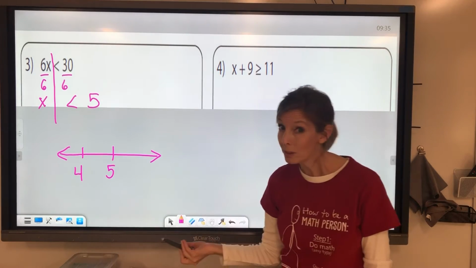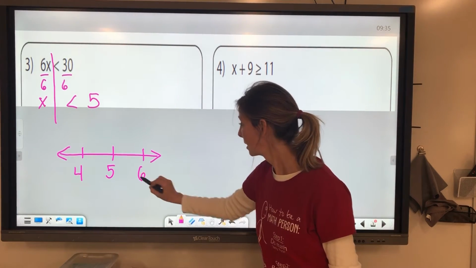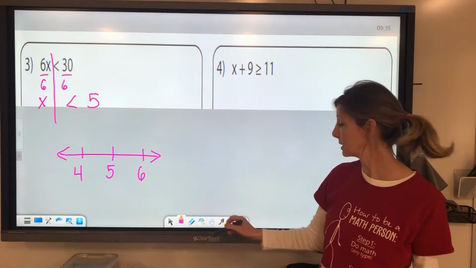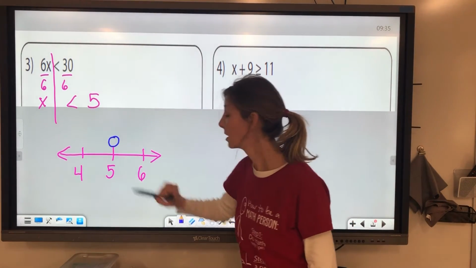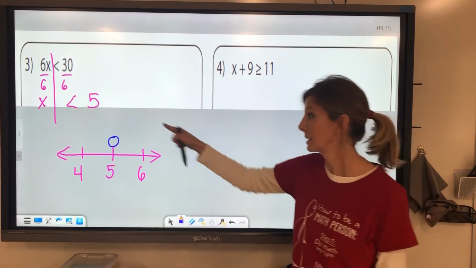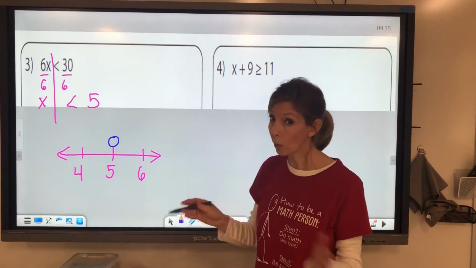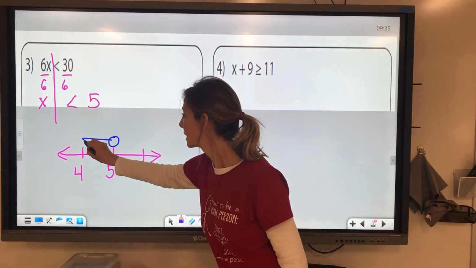I'm just going to do one number in front of the 5 and one number after the 5, and that's totally sufficient. All right, my circle again goes at the 5. Open or closed? It's open because it's not an or equal to, and it's less than.